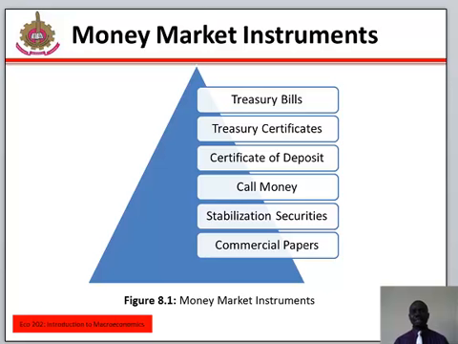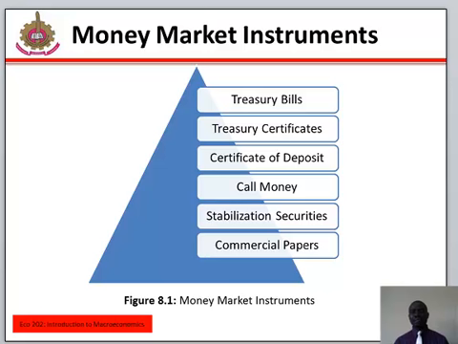The next one is certificate of deposit. Certificate of deposit is a short-term debt instrument issued by banks showing that the issuing bank has received a certain amount of money from a named person on deposit, which the issuing bank accepts to be paid on a given date with interest to the named person or to a genuine holder.